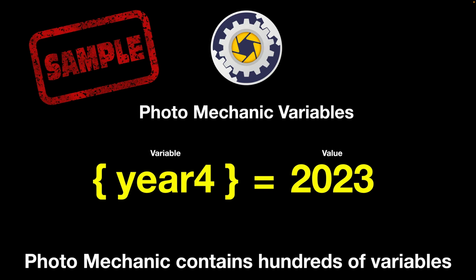So you can see already that there's a great value to utilizing variables. And Photo Mechanic is one of the only ones that utilize variables. Not Lightroom, not Photoshop, not any of them use variables in their systems. And so this is a real powerhouse feature.